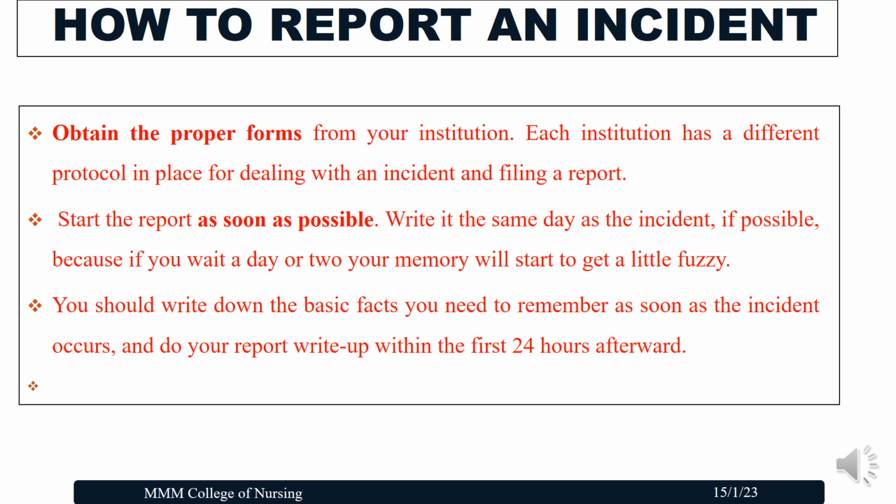Start the report as soon as possible. Write it on the same day as the incident if possible, because if we wait for two or three days, it will go from our memory. You should write down the basic facts you need to remember as soon as the incident occurs. Immediately when the incident happens, you can write down in small notes whatever has happened in the ward, so it will not go from your memory. Your report write-up should be within the first 24 hours after the occurrence of the incident.